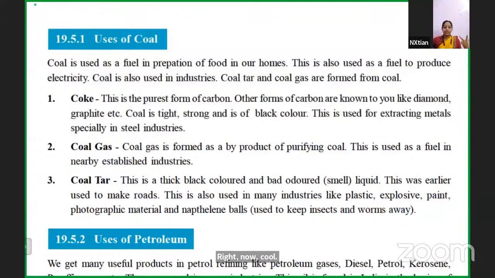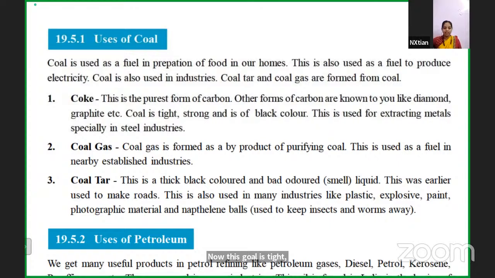Now, two types of things are also created with coal. That is coal tar and coal gas. Those are also formed with coal, which are taken into use. Now, three components of coal are there. First is coke. Now, this is the purest form of carbon. Other forms of carbon are diamond, graphite, etc. Now, this coke is tight, strong, and of black color.